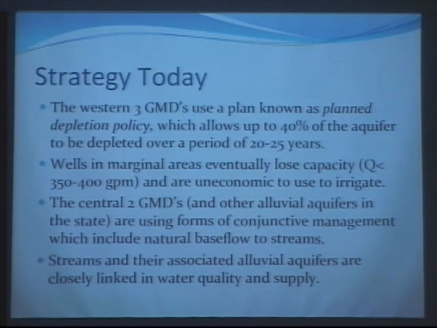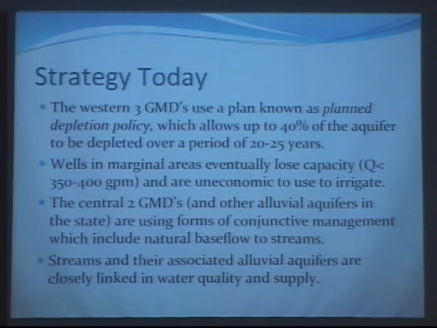The reason for that is that if they cut back, irrigation would just about come to a halt for all but a handful of people. So the idea is we're going to get a benefit for the next 25 years in some of these areas. Already, wells in marginal regions are losing capacity and they become uneconomic to use.